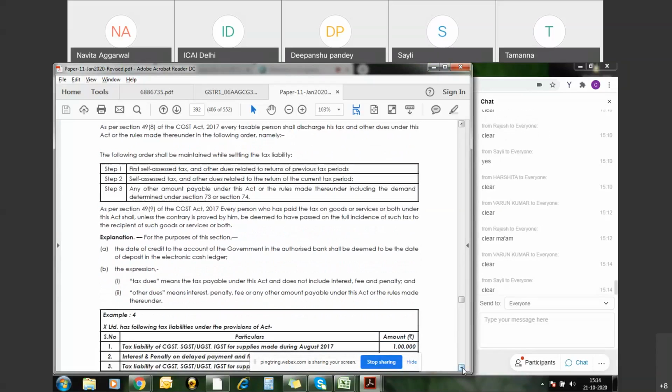Now, for the purpose of this section, they have given the definition of the words tax dues and other dues. Other dues will always mean the amount of penalty, interest, or any demand raised, or any other amount. Tax dues means the tax payable under the CGST Act and will not include interest, fee, or penalty in any case. So whenever there is a case study and they write the words tax dues, it means they are only talking about the liability and not about the interest, fees, or penalty.